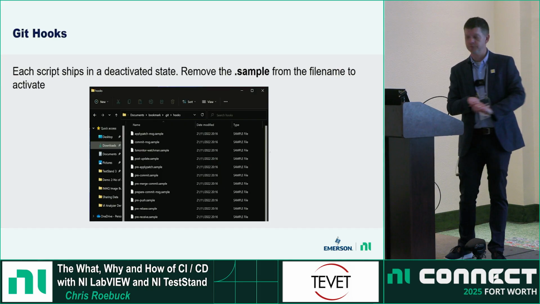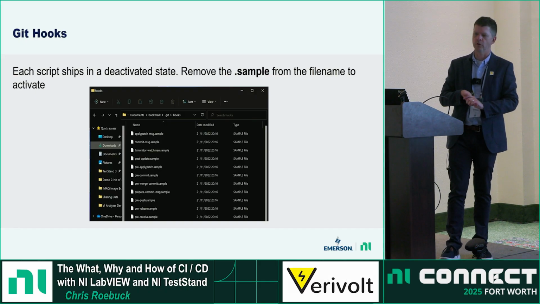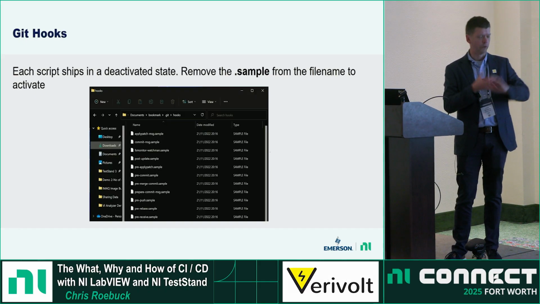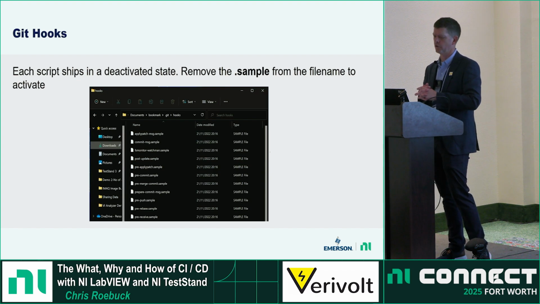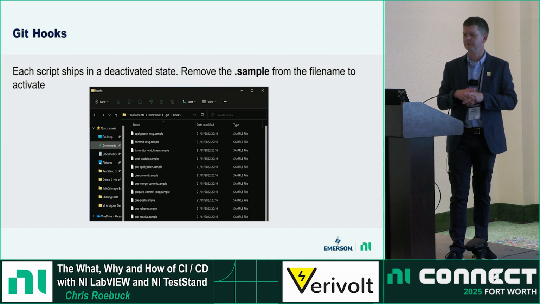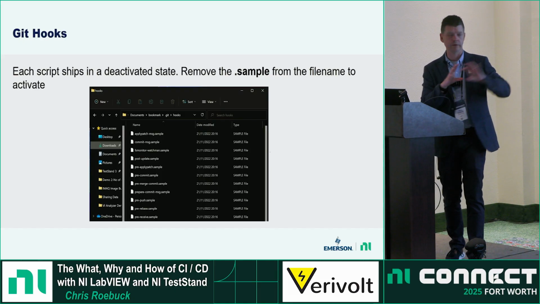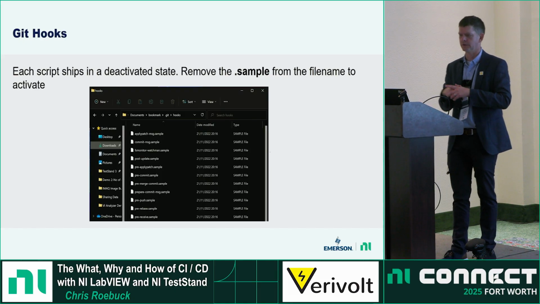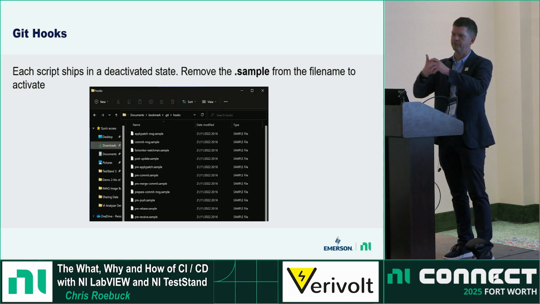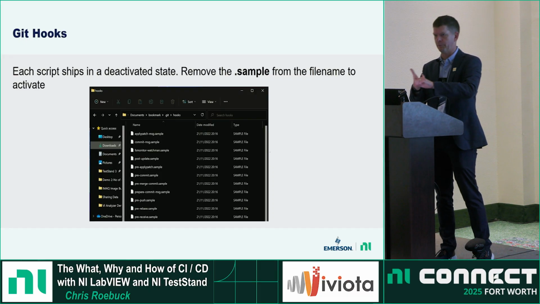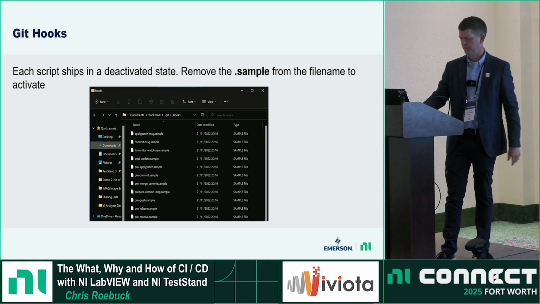One thing you may notice is each of those script files has a .sample extension. They're all disabled by default. When you install Git, none of the Git hooks are enabled. We can enable them by simply removing the .sample from the file name, and it becomes activated. Any bash script that we've written inside of that script file will be executed. So we could write some scripts with command line arguments that we could pass to our VI Analyzer, our VI tester, our application builder in order to perform actions when we commit code.